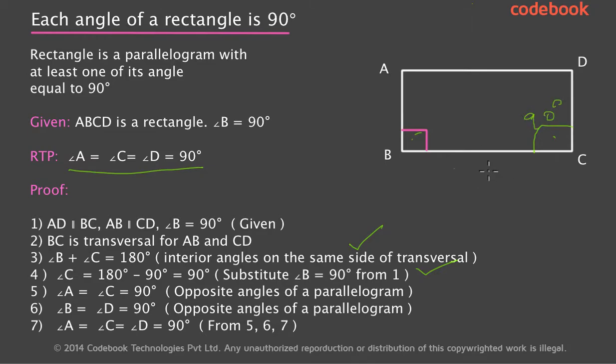Right? And this is a parallelogram. So in a parallelogram, the opposite angles are equal. So here angle C should be equal to angle A, which is 90 degrees. Right? So that is what we have shown here. And similarly, angle B should be equal to angle D, which is again 90 degrees, because angle B equal to 90 has been given. So we have proven that angle A, angle C, angle D are all 90 degrees, just like angle B. So in a rectangle, all four angles are 90 degrees.